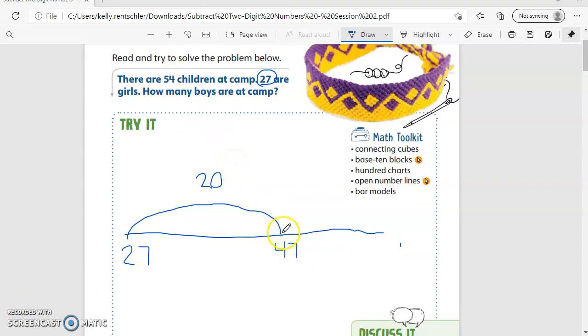Well, 47 is close to 50. So I'm going to come to 50. What 47 plus what equals 50? 3, right? So I jump 3. Now I still need to get to 54, so I need to jump 4 more to get to 54, right? Here's where the tricky part is. I jumped 4.